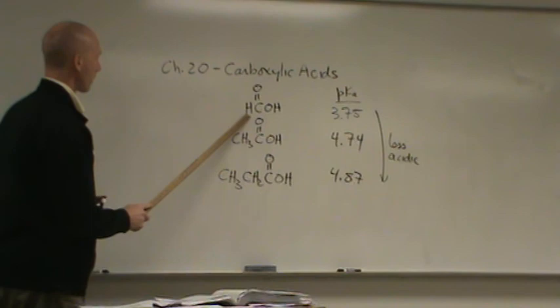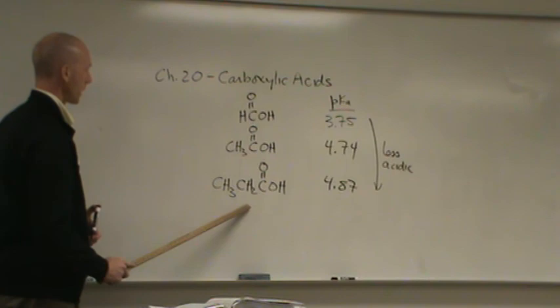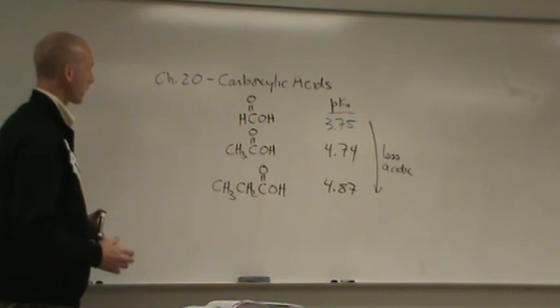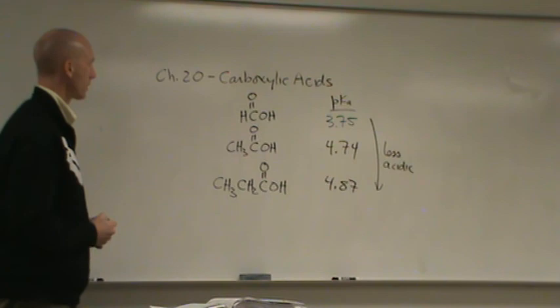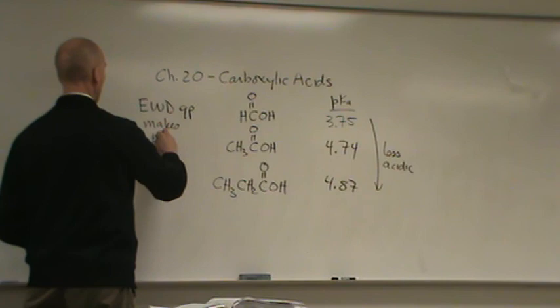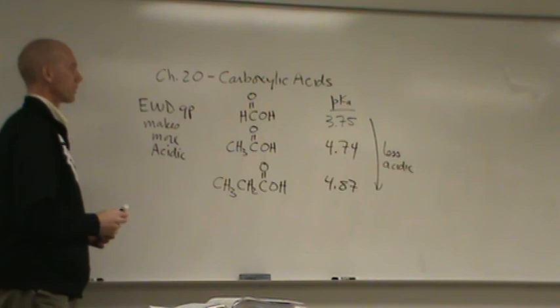Here, my acid group stays the same. It's just what's connected to it that changes. Here I have a hydrogen, methyl, then ethyl. So what kind of group will make this more acidic? The answer is an electron withdrawing group. That's the rule we want to remember.